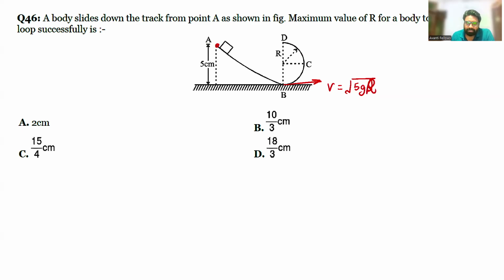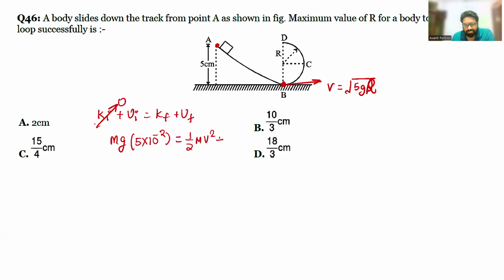So we can apply mechanical energy conservation between point A and point B. So K initial plus U initial is equal to K final plus U final. K initial is 0 because this block is just released from this point, so initial velocity is 0. Initial potential energy is mg into h. h is 5 into 10 raised to the power minus 2, converting it into meters. Kinetic energy finally is 1 by 2 mv square, plus potential energy finally is 0. We are taking the reference here.